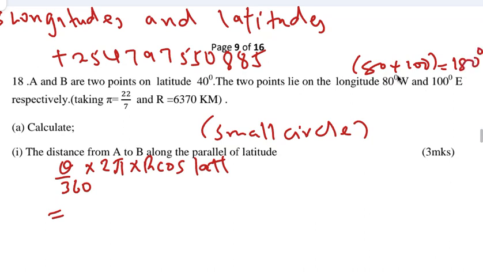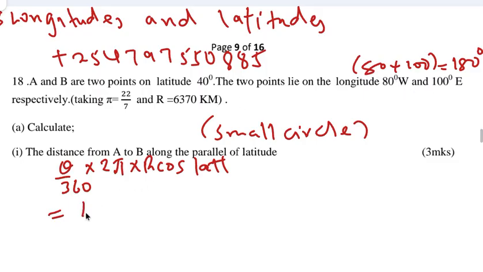How will you know if it is subtraction or addition? If the directions are different, one west and the other east, you add the degrees. If the same direction, both east, you subtract; if west to west, you subtract. But if one is west and the other east, you add them.